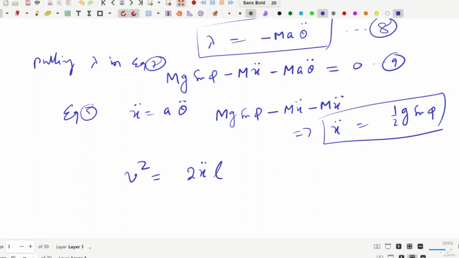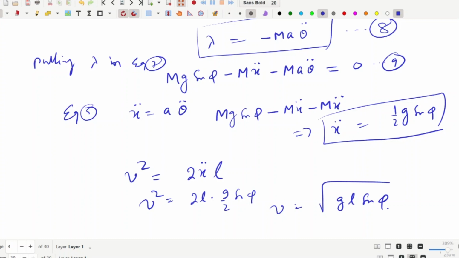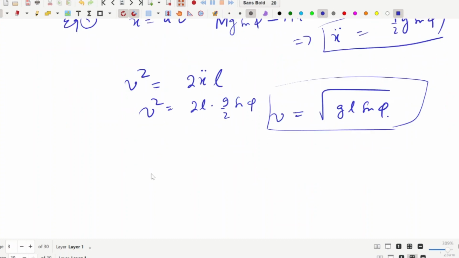If L is the length of the inclined plane, then v squared will be 2L times g by 2 sin phi. So v will be root over gL sin phi. Because x equal to L will be the bottom, at the bottom this will be the velocity.